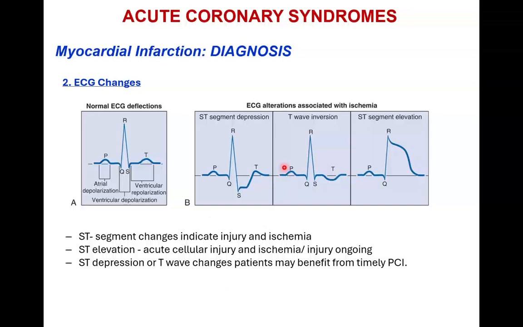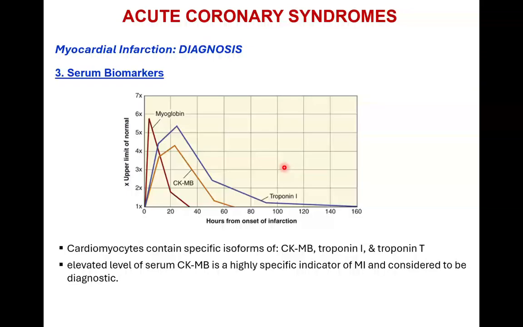So we've got the signs and symptoms, we've got the ECG changes, and the third tool that's used to make a differential diagnosis is serum biomarkers. All right. So cardiomyocytes contain specific isoforms of things like creatine kinase MB, troponin I, or troponin T. Remember, those are all part of muscle and they're used in muscle contraction.